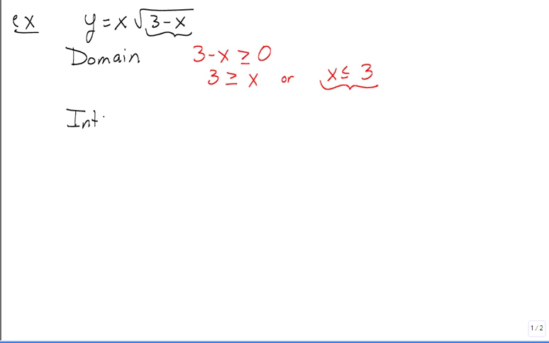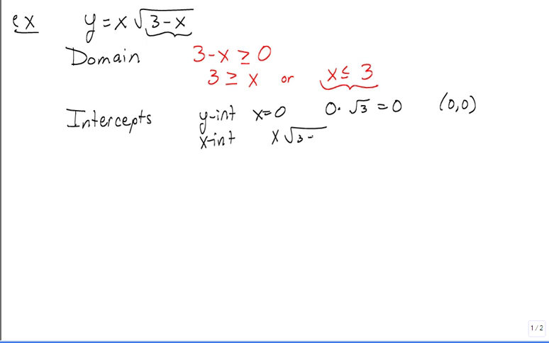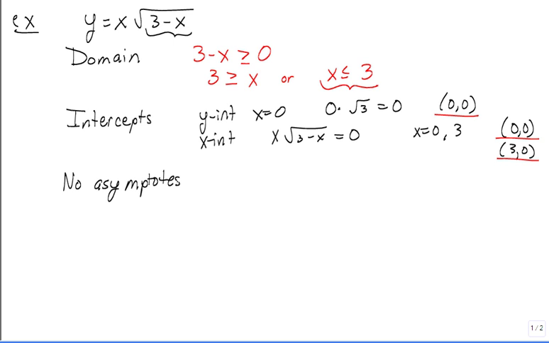Then we check our intercepts. Our y-intercept is when x equals 0, so 0 times the square root of 3 is 0, so (0, 0). And our x-intercept, setting this equal to 0, is going to be x equals 0 or 3. So we have (0, 0) and (3, 0). That's where it crosses the x-axis, and that's our y-axis. Okay, so we're getting a lot of information already. There's no asymptotes because it's not a rational function, so we can skip that step.